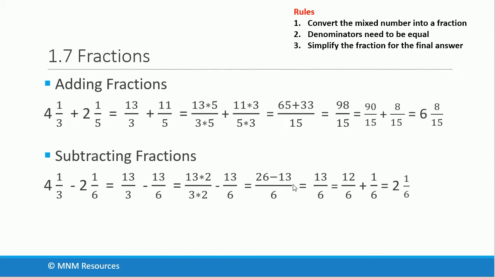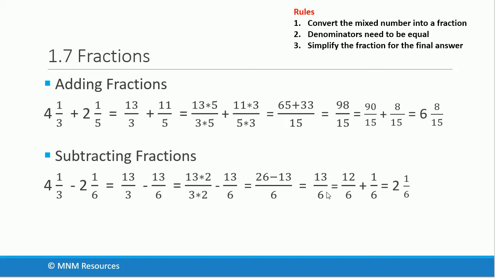26 minus 13 is 13 by 6. So we've successfully completed step 2 and reached an answer. The third thing we need to do is to simplify the fraction for the final answer. Again, we need to convert this into a simplified fraction, so we have to find the closest whole number when you divide 13 by 6.